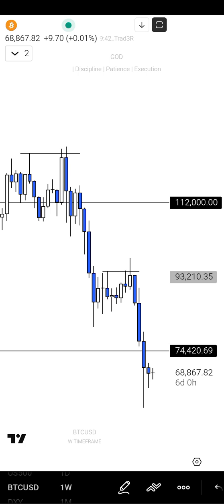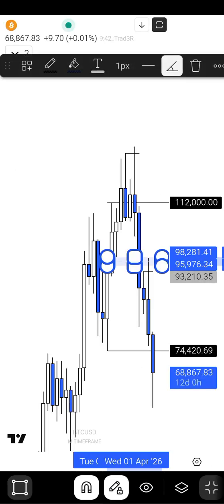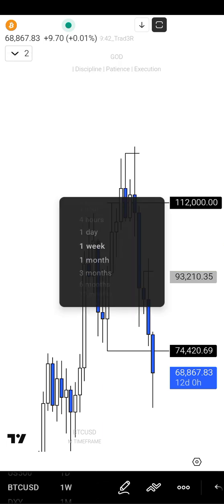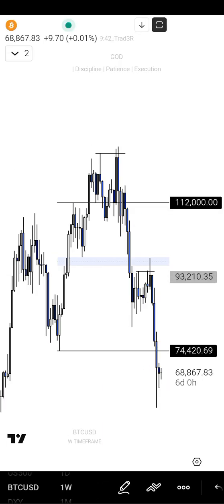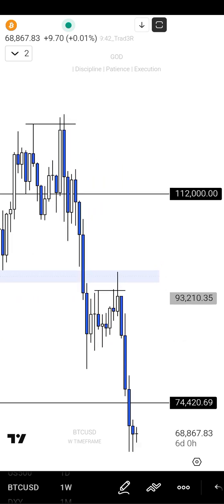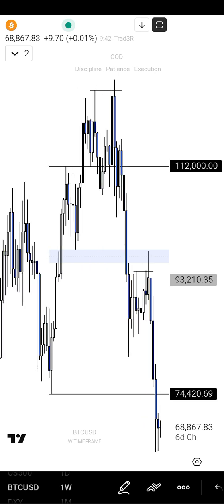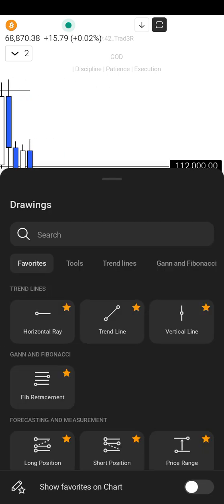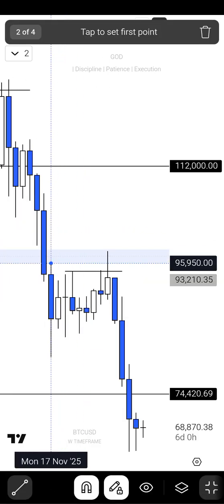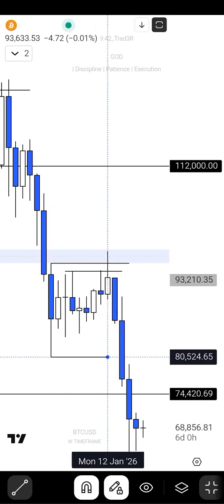Now on the weekly, let me make this visible. So now on the weekly, we had that key level from the monthly time frame, and you can see that everything that has been happening prior to the key level being hit was inside of this weekly candle, this weekly range. Everything was inside of this weekly range.